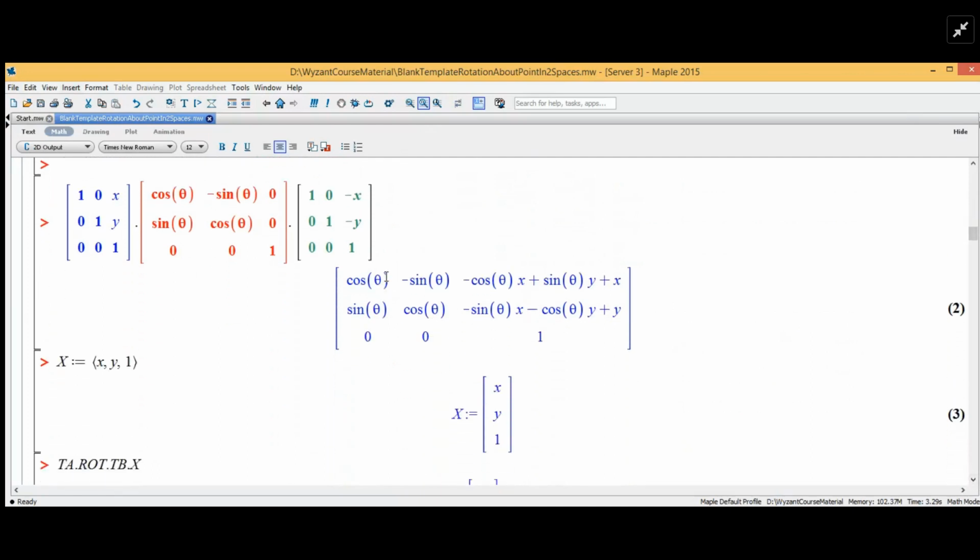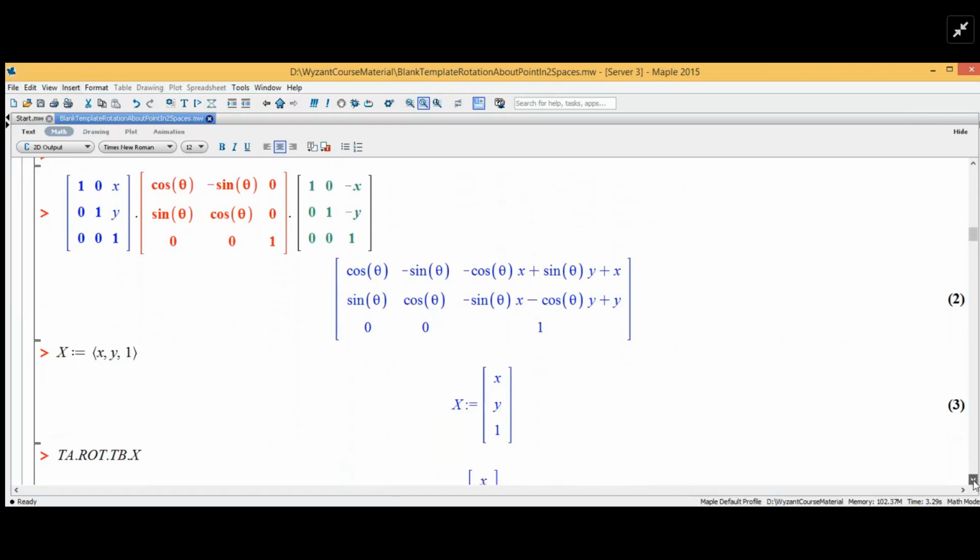Its first column is cosine theta, sine theta, 0, and then the second column is minus sine theta, cosine theta, 0. And the third column is kind of convoluted, because it's minus cosine theta times x plus sine theta times y plus x. And then finally, the second entry in the column is minus sine theta times x minus cosine theta times y plus y. And of course, the third entry is always going to be 1.